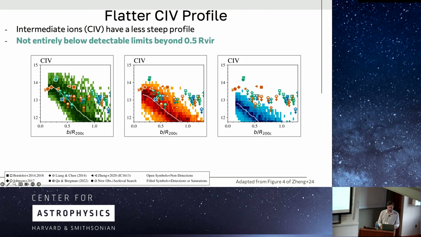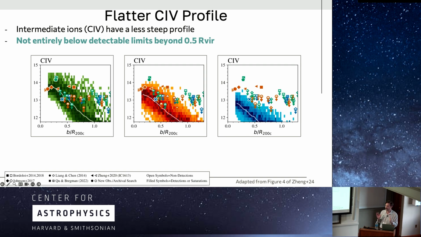Now for carbon-4, or slightly higher ions, this is a slightly different picture. The profile is a little bit flatter, which makes sense because it's a slightly higher ion. But what that also means is that it's not entirely below detectable limits at half a virial radius, in agreement again with these observations that are starting to push us into the outer CGM. And so I think that's really exciting that in addition to oxygen-6, carbon-4 is also going to be really useful in both probing different phases of the CGM, but also slightly further out.